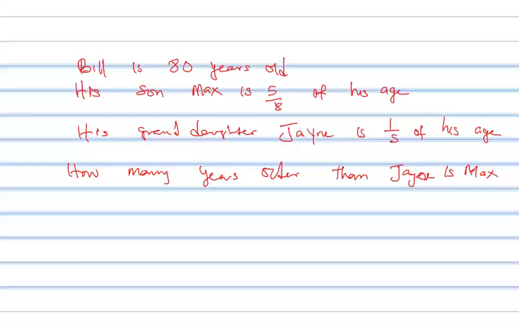Max is definitely older than that. Bill is 80 years old. His son is 5/8 of his age, so you find 5/8 of 80. So 5/8 of 80 is what? 50. So that means his son is 50 years old.